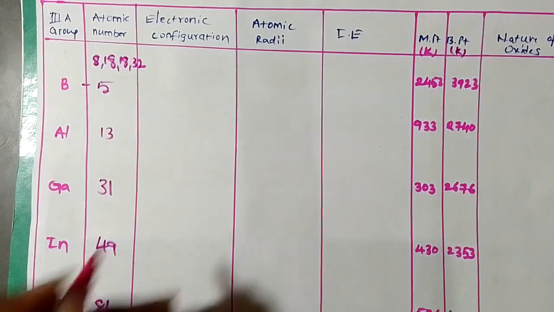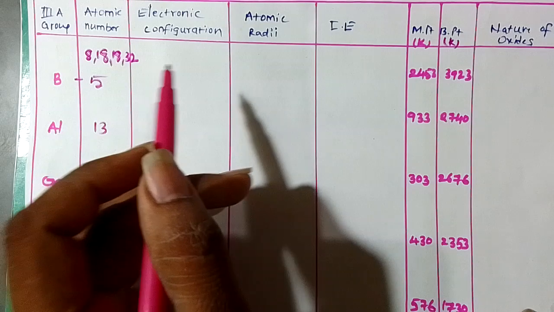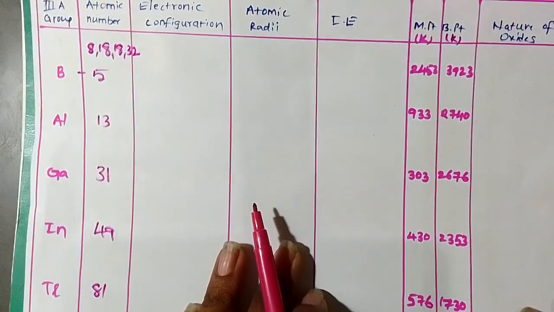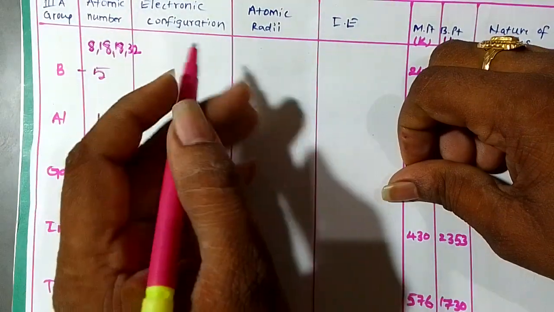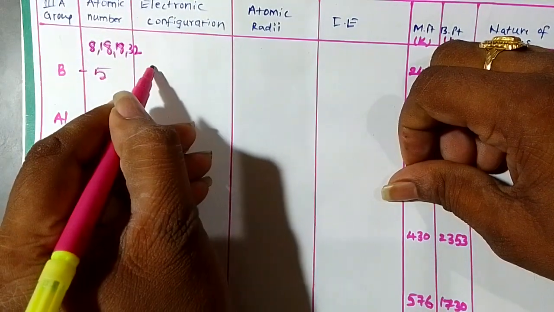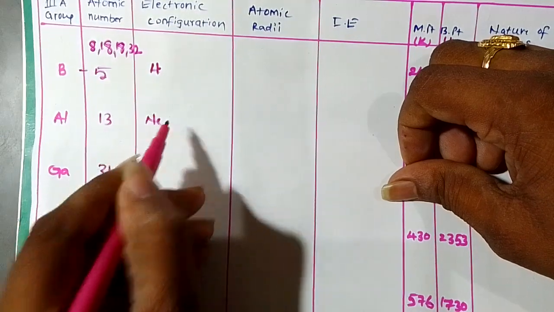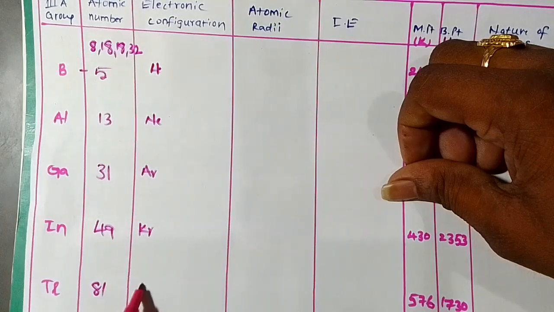Now coming to electronic configuration. There is no need to worry about writing electronic configuration. There is a simple trick to write it. I will give the trick. First you have to write the noble gas elements: helium, neon, argon, krypton, xenon.